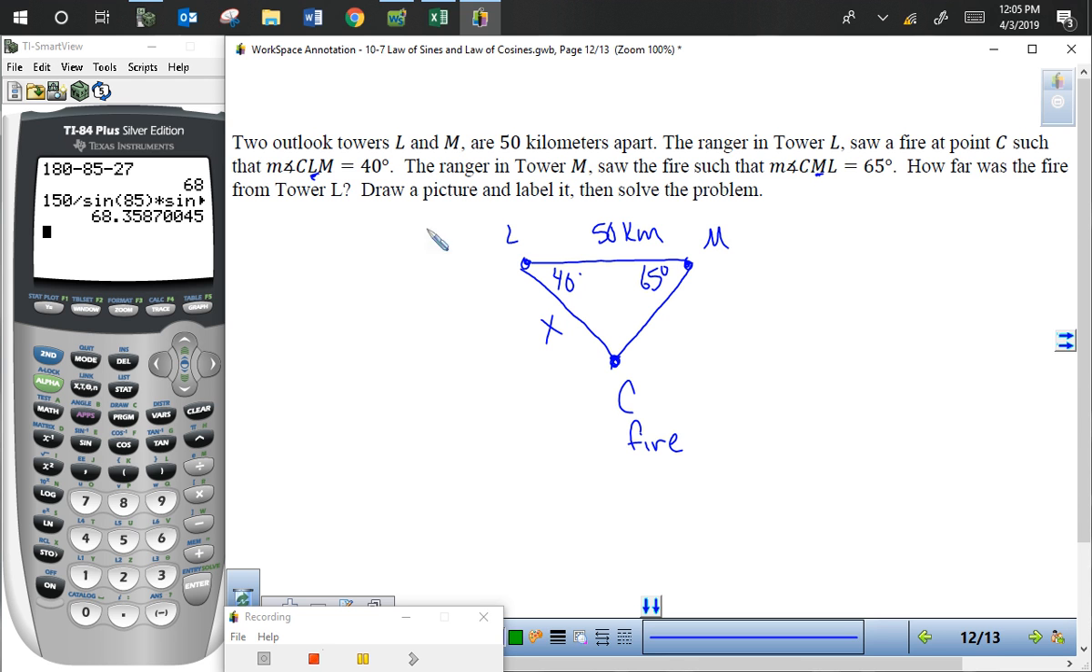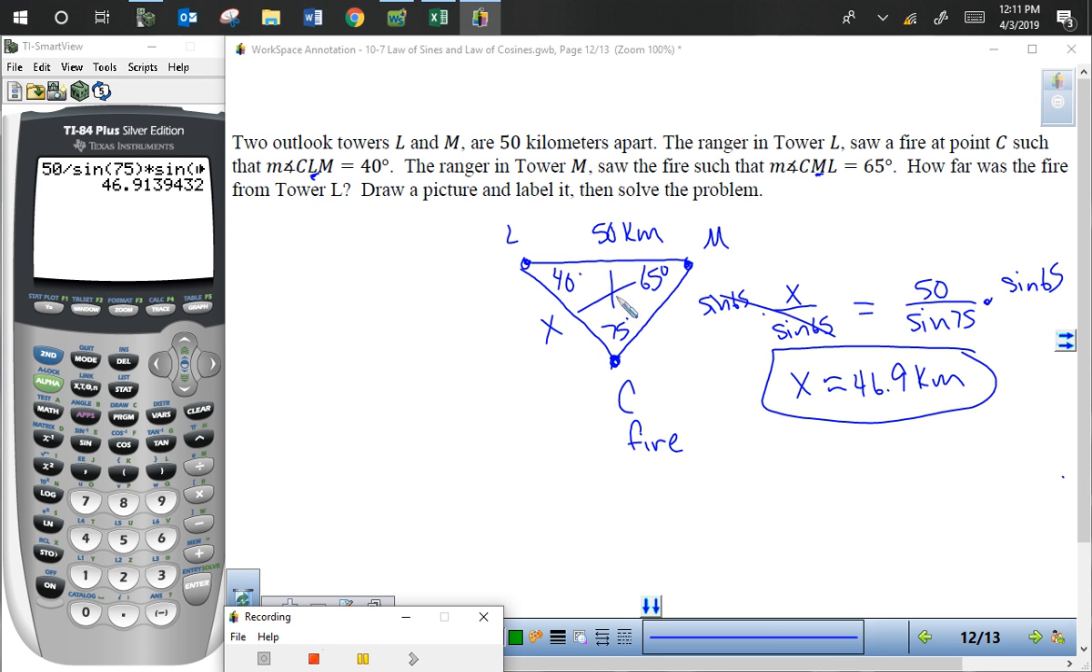So we've drawn our picture, now we want to solve. With this information, I want you to figure out whether this is a right triangle to use SOHCAHTOA, law of sines, or law of cosines to solve for X. Pause the video and get that done.